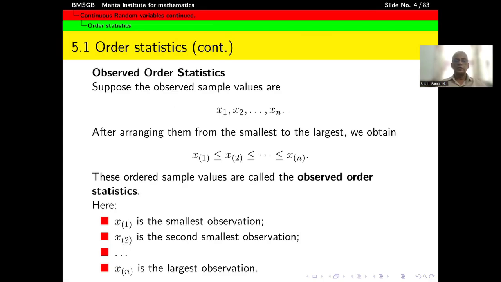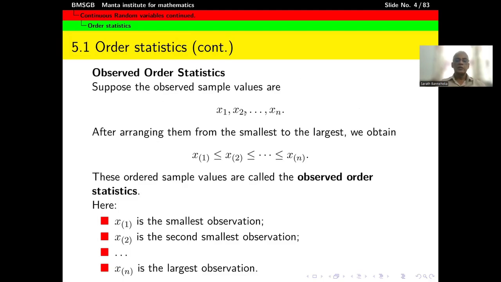So out of these x1 up to xn, you will have some value which is the minimum, and that minimum we denote by x subscript within bracket 1. So this x subscript within bracket 1 is going to be one of these numbers. And then we find out the second smallest one, and that is going to be denoted as x subscript within bracket 2, like that. So we are going to have this set of observed values denoted as x subscript within bracket 1, x subscript within bracket 2, and so on up to x subscript within bracket n.